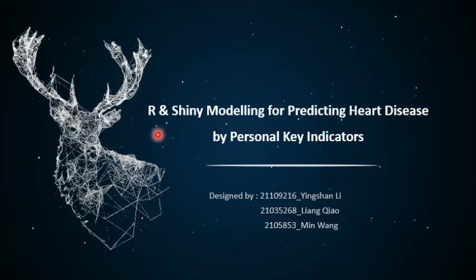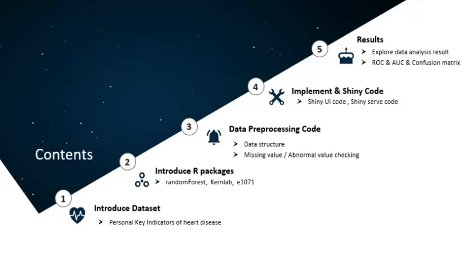Hello everyone, our group topic is R and Shiny modeling for predicting heart disease by personal key indicators. These are our group members. Our content is divided into 5 sections. We will introduce them one by one.